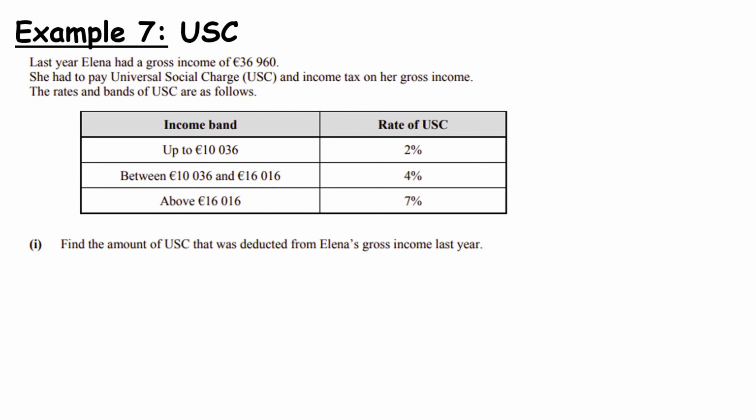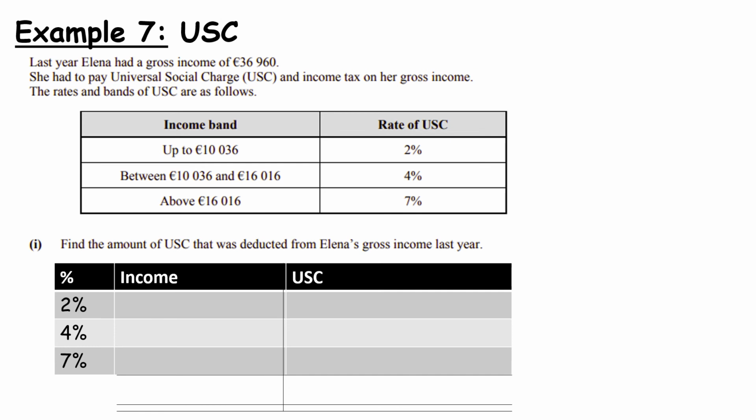Example 7, USC. Last year, Elena had a gross income of €36,960. She had to pay Universal Social Charge, USC, and income tax on her gross income. The rates and bands of USC are as follows. The band is up to 10,036. So the first 10,036, you pay 2%. Then any money between 10,036 and 16,016, you pay 4%. And anything above €16,016, you pay 7%. Find the amount of USC that was deducted from Elena's gross income last year.